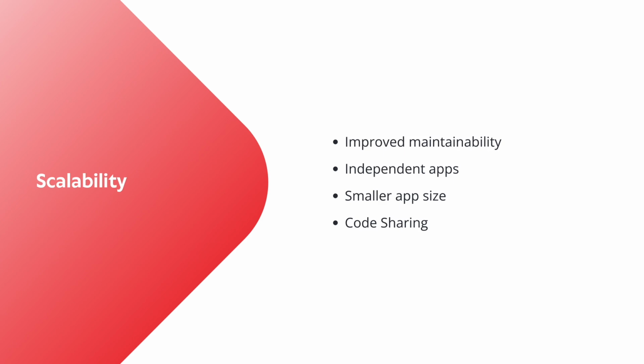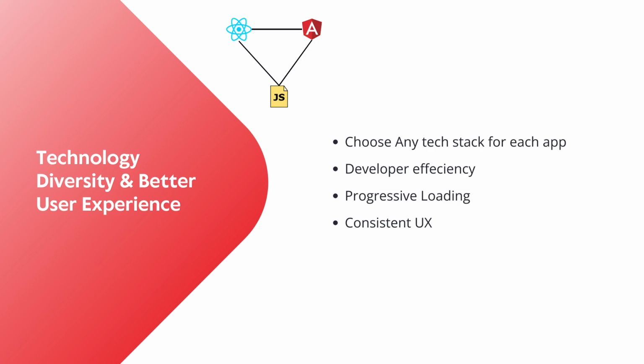Next is technology diversity and better user experience. We have the choice to pick any framework we want. Let's say you had a monolithic application built in React, and something could be done better in Angular rather than React. In that case, you can introduce Angular in one micro app, while the feature and other parts of the application can stay React.